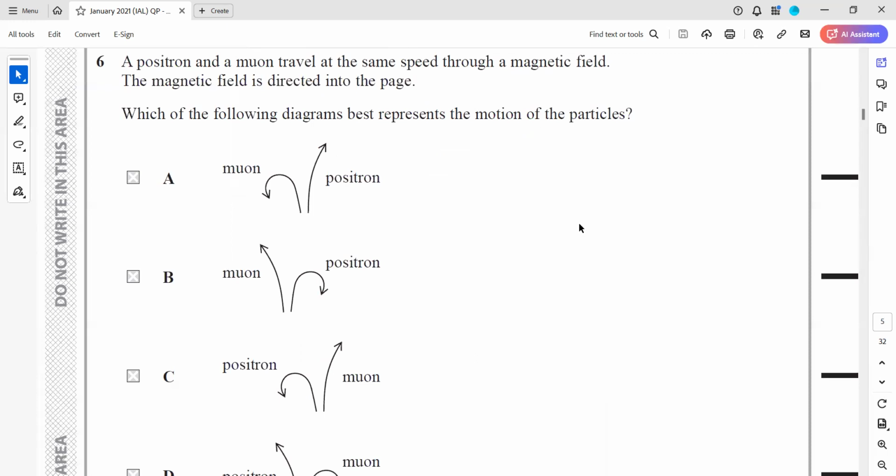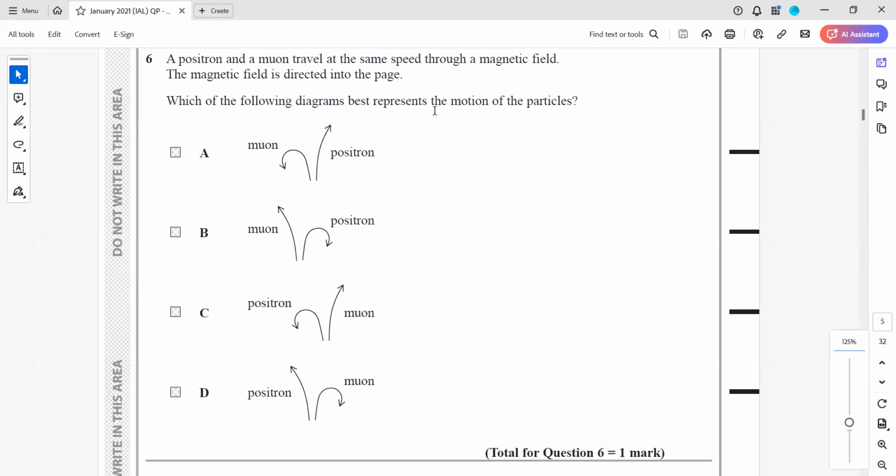A positron and a muon travel at the same speed through a magnetic field, which is directed into the screen. First, the positron is a positive particle, so use the left hand rule. Your index finger represents the magnetic field, so your first finger should point into the screen. Your second finger represents the direction of motion of the particle, where the particle is moving. So it's going up. Your thumb represents the thrust or the force.